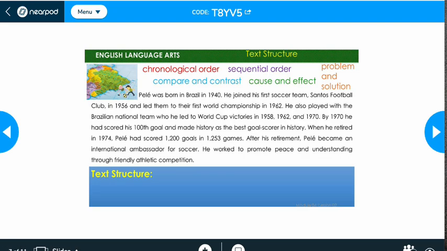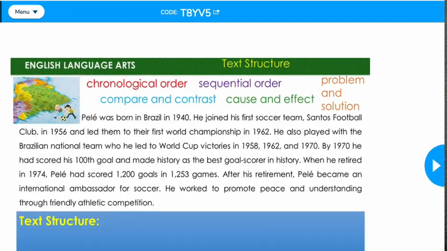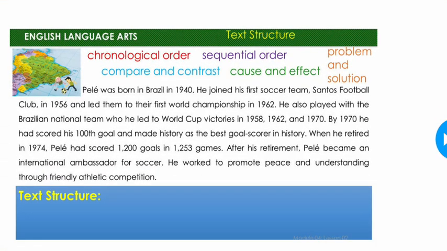So let's take a look at some different examples of text structure. Right here, this has the different types. So we have chronological order, compare, contrast, sequential order, problem and solution, cause and effect. What is not listed here is description. Description is when you are describing something.